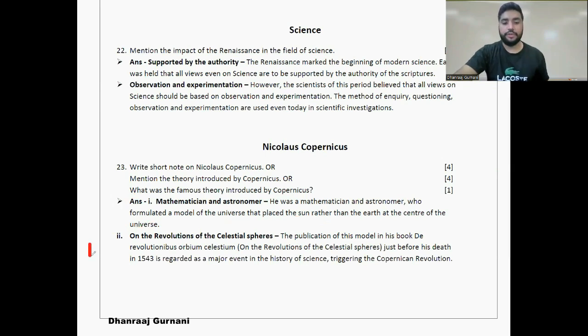On the Revolutions of the Celestial Spheres. The publication of this model in his book. So he published this model saying that the center of the universe is the sun. In his book, De Revolutionibus Orbium Coelestium. In English, it is On the Revolutions of the Celestial Spheres.